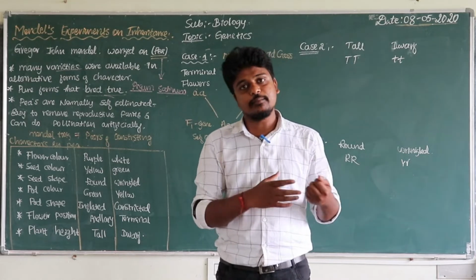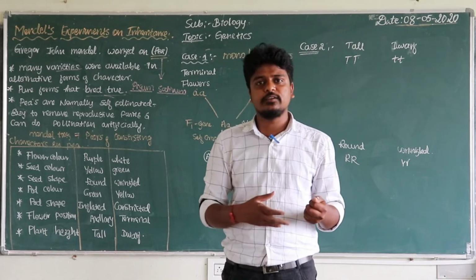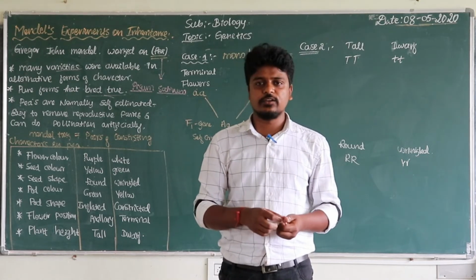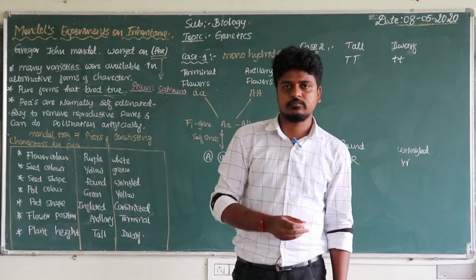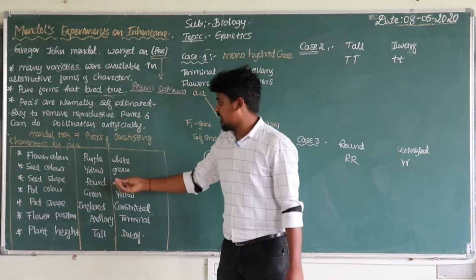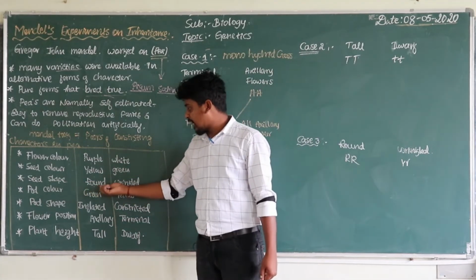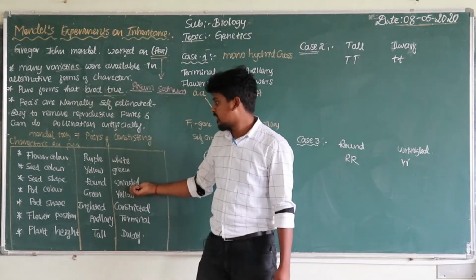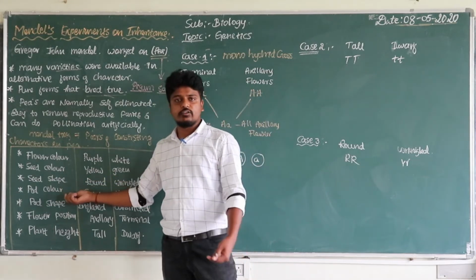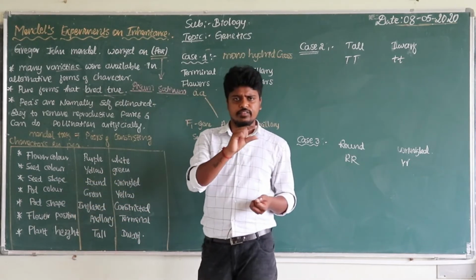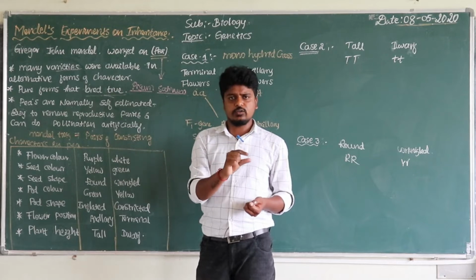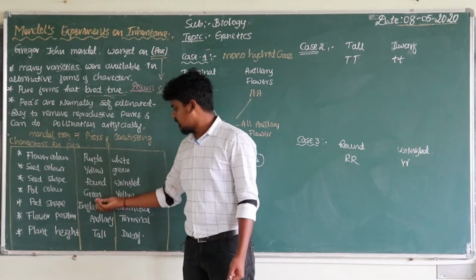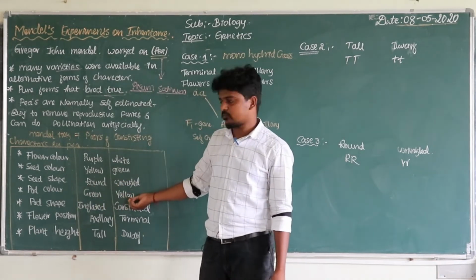If they belong to the same family also, the shape of the seed will vary quite a lot in each and every species. Understood? In that, he selected the seed shape, the round and the wrinkled. The next one, the pod color, whatever we can call the fruit, no? Yes or no? That fruit, the pod color, is green and yellow.